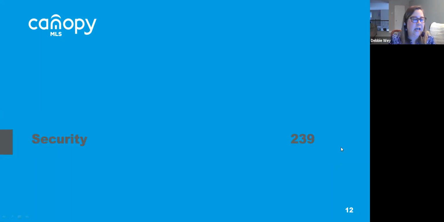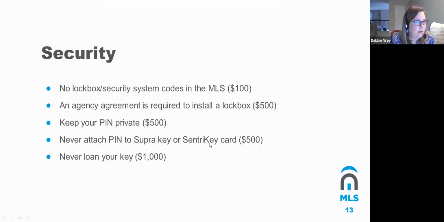For security, we had 239 of these notices that we sent out last year. And these do tend to carry immediate fines. Security is a real important issue for us. So the particular rules that we have here is that you cannot have any lockbox or security system codes in the MLS. We have over 20,000 members now, and I'm sure most of them are great people, but you never know when somebody's going to go off the deep end, right?